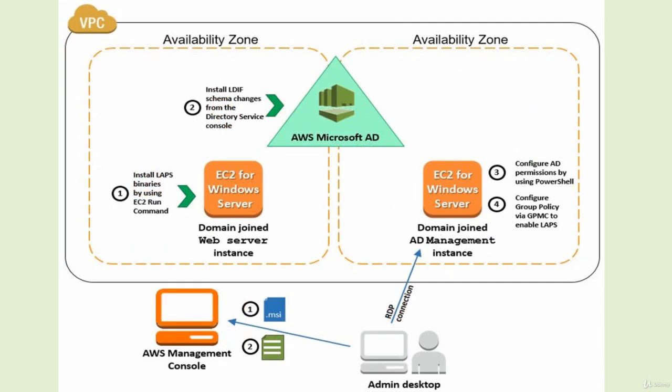where we have an availability zone and a resource, a Microsoft AD distributed over different availability zones. We have installed lab binaries by using the EC2 instance Run Command. We can have the web server instance running there and the AD management instance running there. We have the management console MSI and connected these things. We can install LDIF schema changes directly on the AWS Microsoft AD.